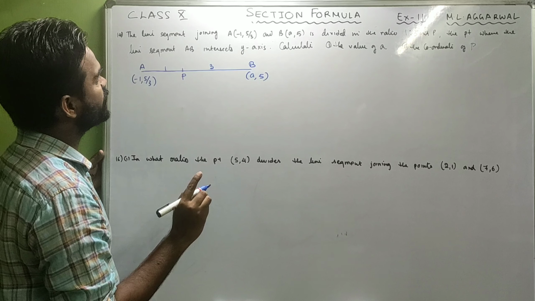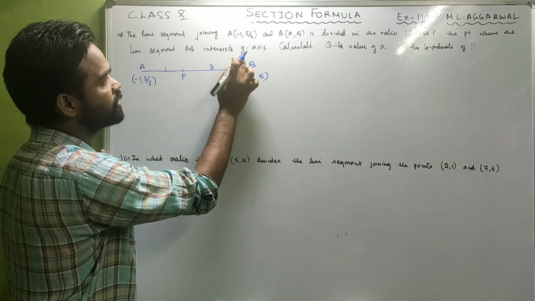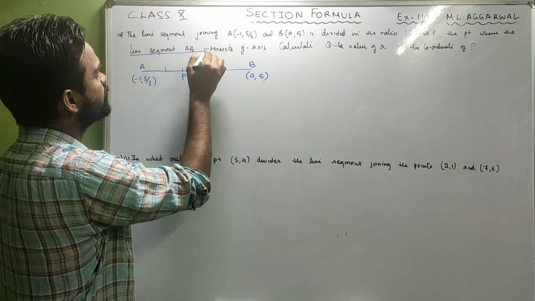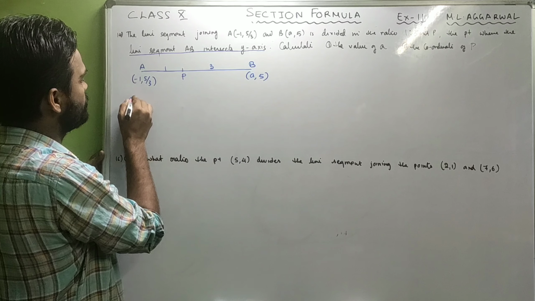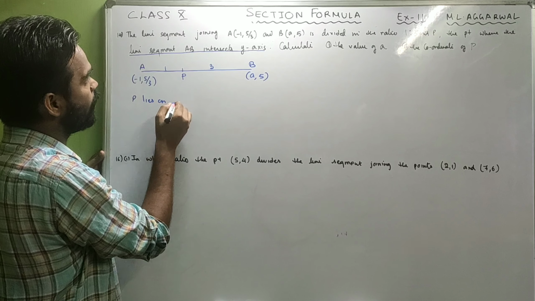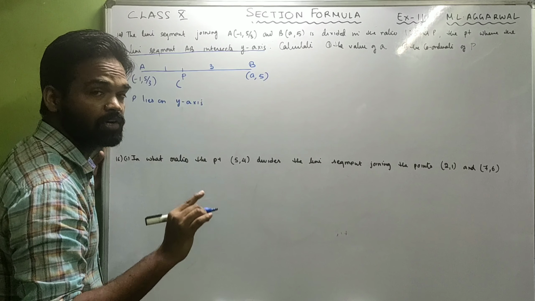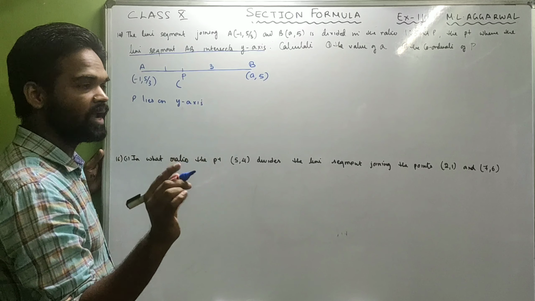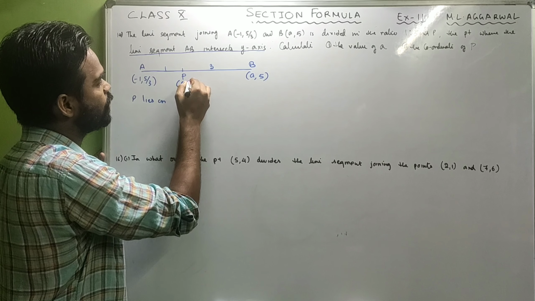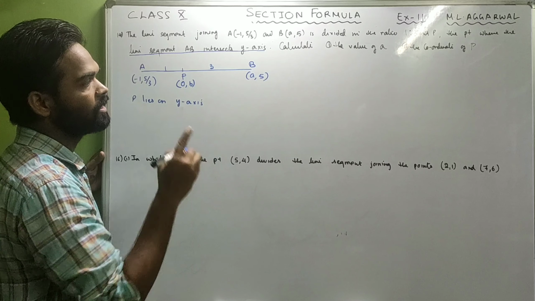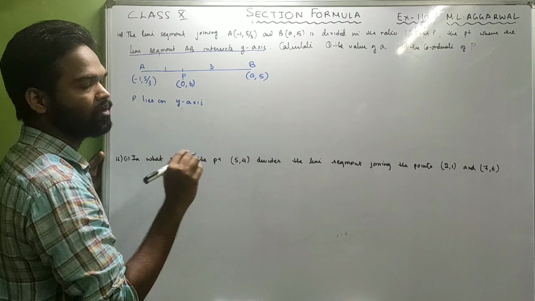The point where the line segment AB intersects the y-axis. This clearly means that P lies on the y-axis, which means the coordinate of P, any point on the y-axis, is 0 comma B. I've already told you. Calculate the value of A and the coordinate of P.